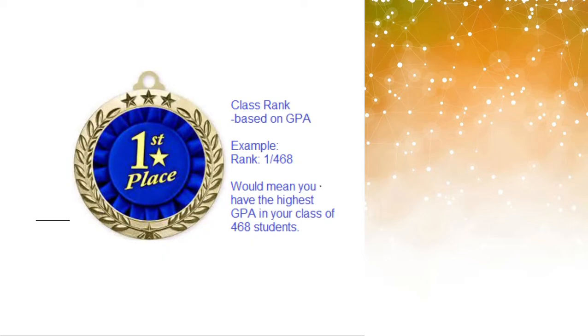All right, once you know your GPA throughout high school, you're going to establish a class rank. An example class rank would be 1 out of 468. So let's say that your GPA was 4.5. It was really stellar. And your rank was 1 out of 468. That would mean you have the highest GPA, you're in first place, out of 468 students.